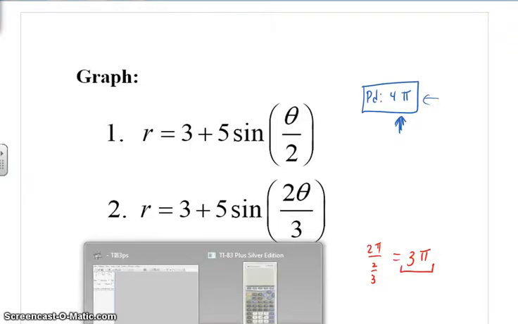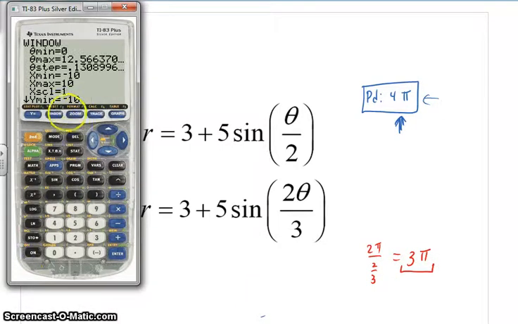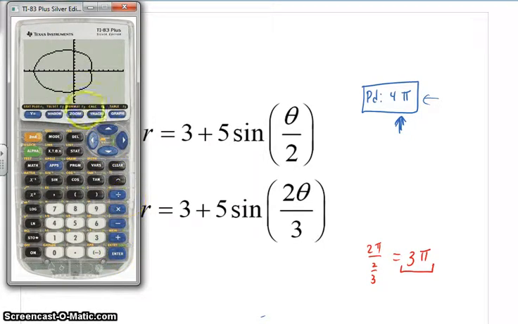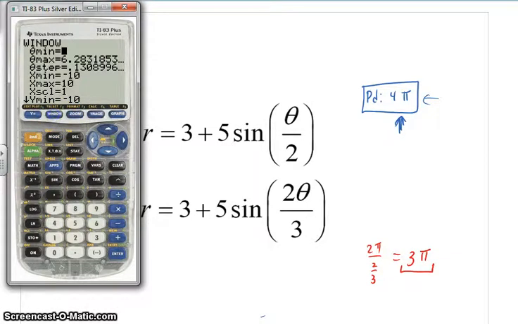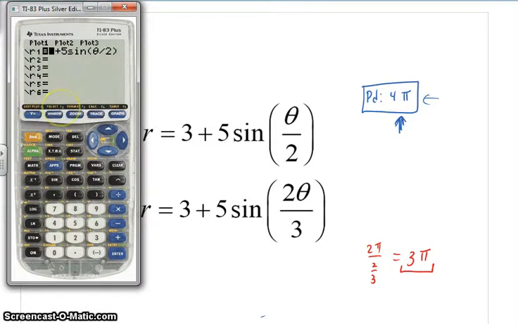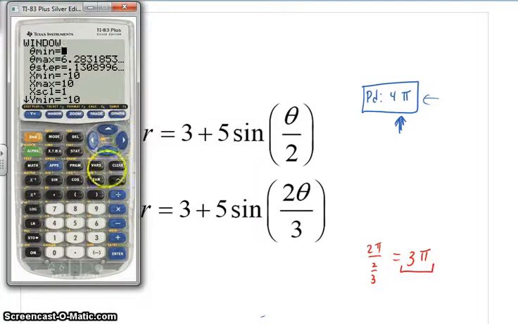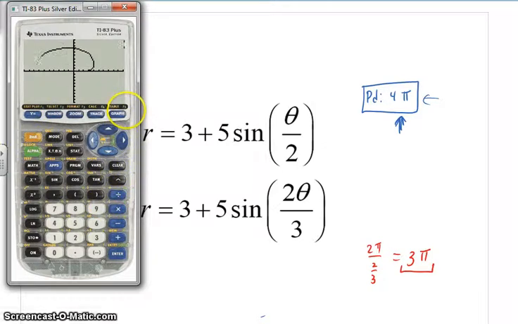So let's go back to the calculator, and actually let me reset the window to the standard. That's our graph from before, which we knew the standard window wasn't good enough. I just want to show you that that's the standard window. And I'm going to change the equation to this one: 2 theta over 3 is the angle. I'm going to graph it. And there it is, and it looks incomplete. Well, yeah, it's because we said that the period was 3 pi. So let's change the window, and maybe we should just change it to 3 pi. And let's see what happens.